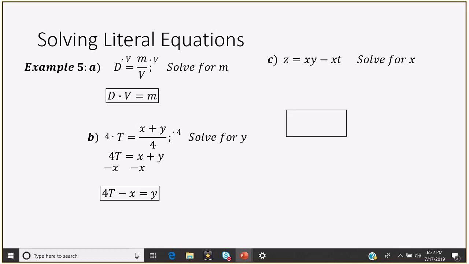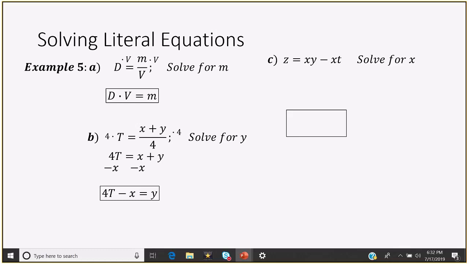So I'm solving for x. I have z is equal to xy minus xt. Well, I have 2 of these separate x's. So what I'm going to need to do is make them into a single x, and I do that by doing the reverse distributive property. Or if you have a strong algebra background, basically what I'm doing is factoring. But we're going to pretend like we don't know what factoring is.